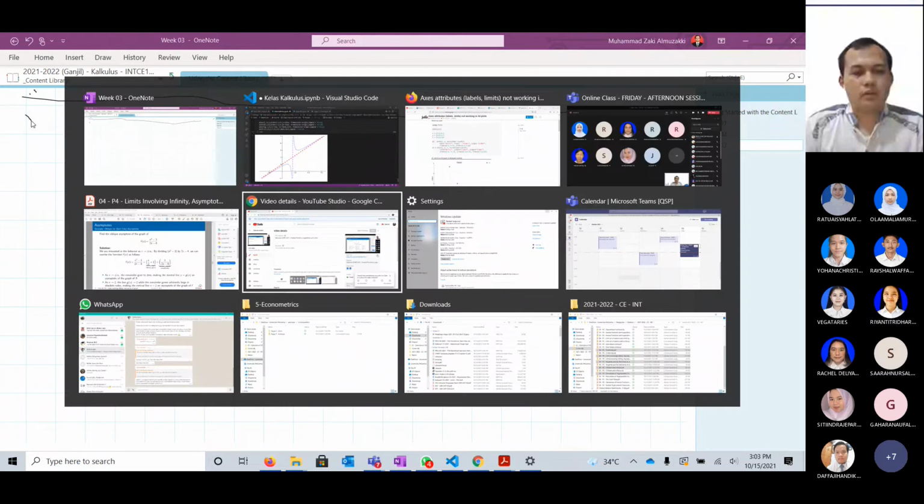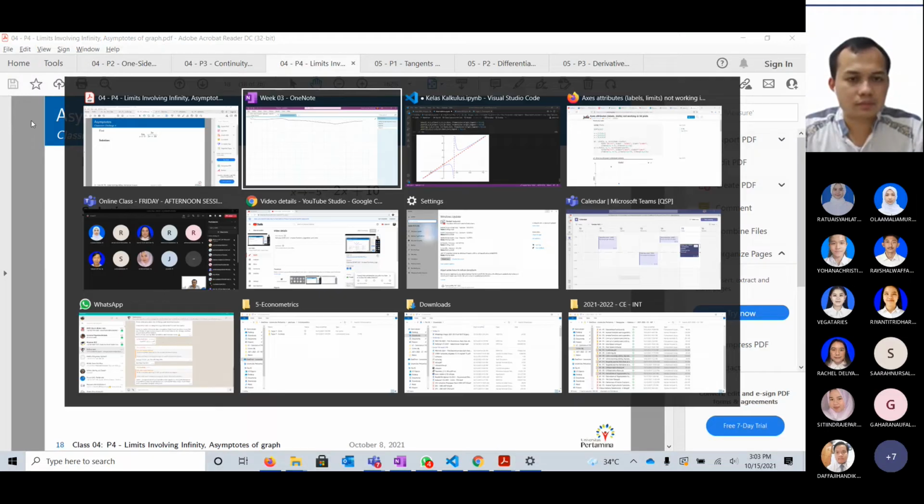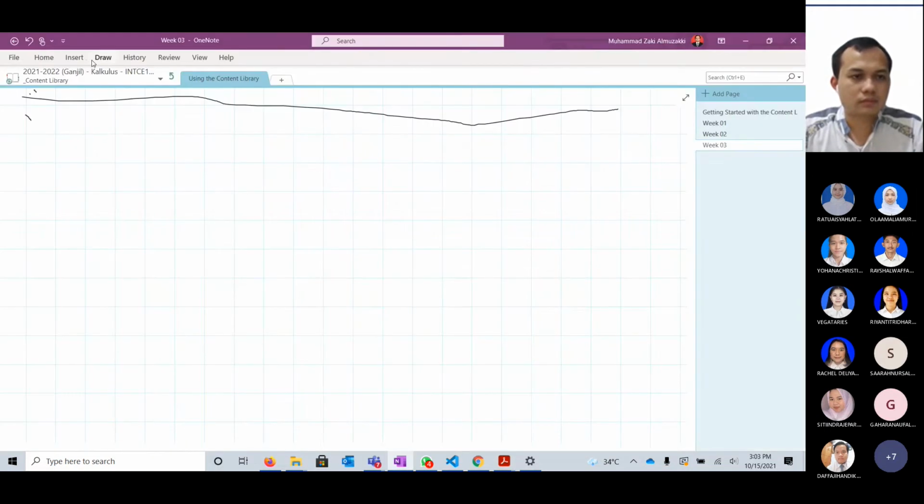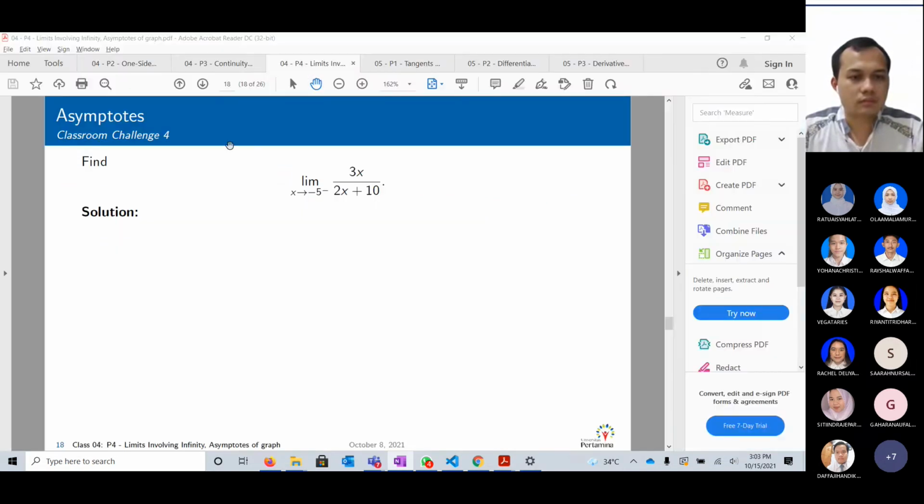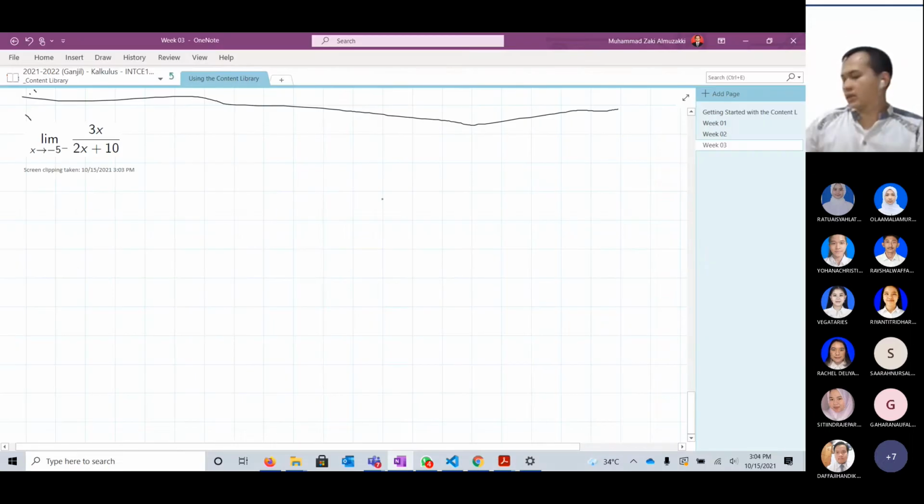Now let me continue with the slides. Now, this one, can you find the value of limit x goes to -5 from the left? X goes to -5 from the left is actually, okay.